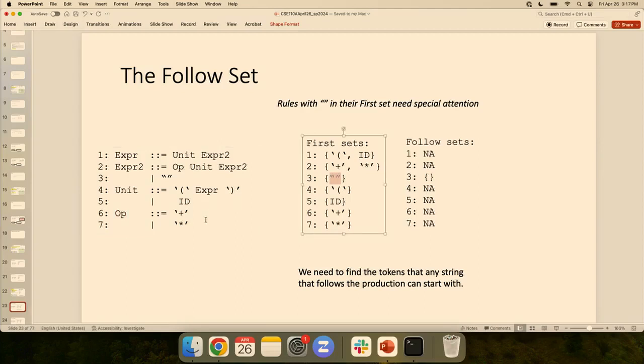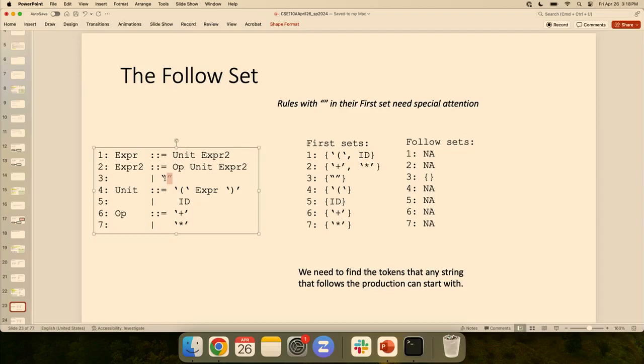But you could ask, for example, what follows an op? Well, we have to go up and find op. A unit follows an op. Well, what is a unit? The first terminal that matches on a unit is open parenthesis or ID. So if you were trying to find the follow set for an op, you find what can follow an op, which is a unit, and that becomes open parenthesis and ID. So then the question is we need to find the follow set for the empty string.